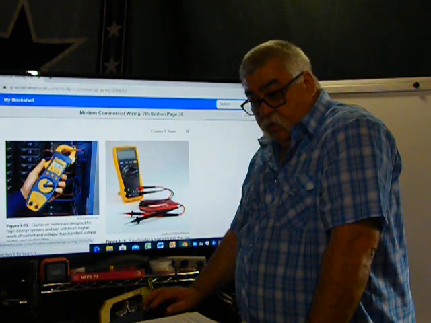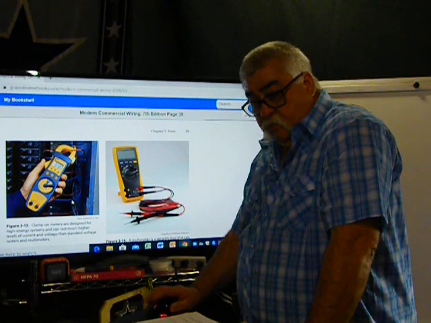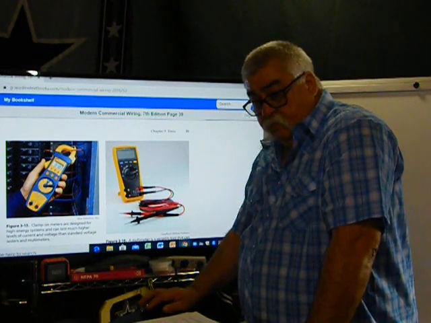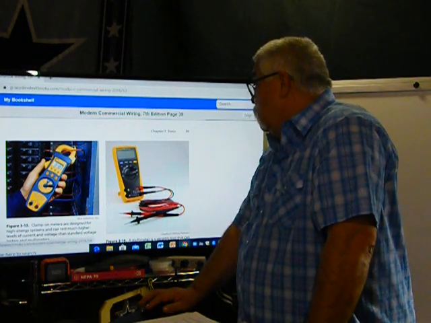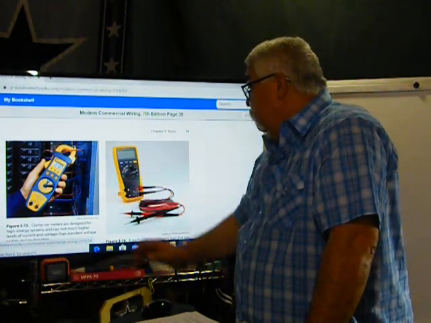Unfortunately, we couldn't get into the testers. There's a multimeter, hand probe, different brands. Those are Ideal. That's an Ideal. This is a Fluke.